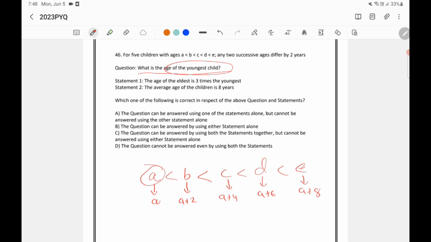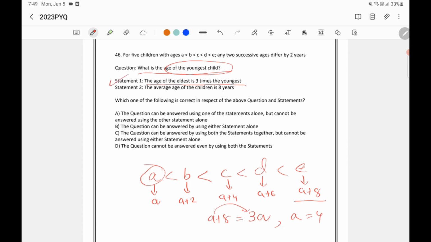Now statement 1 says that the age of the eldest is 3 times the youngest. That means age of the eldest is A plus 8. A plus 8 is equal to 3 times the youngest, meaning A. So from here you can find out A because there is only one variable A. So if I bring A here, it will become 2A. 2A is equal to 8, or A equal to 4. So you can find out the age of A. So this is correct. By using statement 1 alone, you can find out the answer.